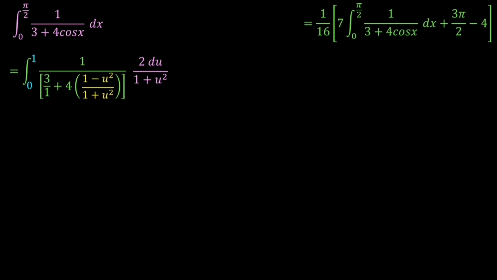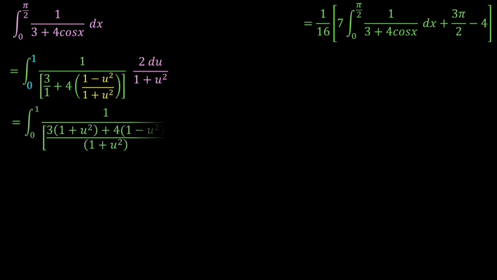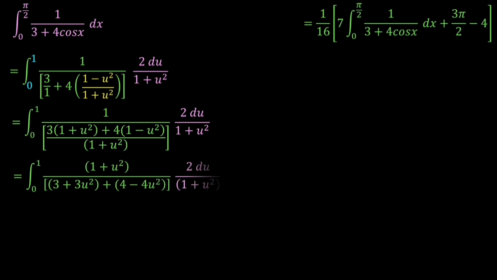Now we can get a common denominator in the denominator. It is 1 plus u squared. After that, the denominator of the denominator we can write as the numerator. Then we can cancel out 1 plus u squared in the numerator and 1 plus u squared in the denominator. 2 is a constant, so we can bring 2 outside of the integral. The denominator we can simplify and it equals 7 minus u squared.